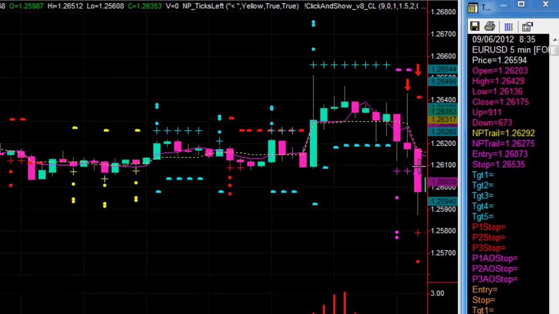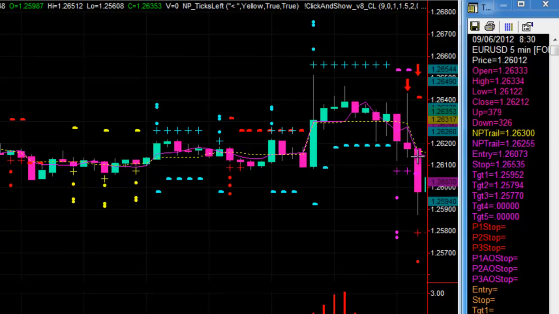It moves down and it touches the entry, and the entry is at 26073. So I'm going to use that extra digit and just round it down to 2607. Okay, and we get filled within the same bar. I mean, it's moving really good in our direction here, and you'll notice if you look really carefully right here, the stop moved down and locked in a pip.